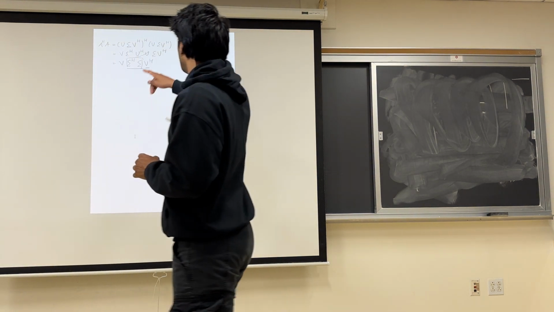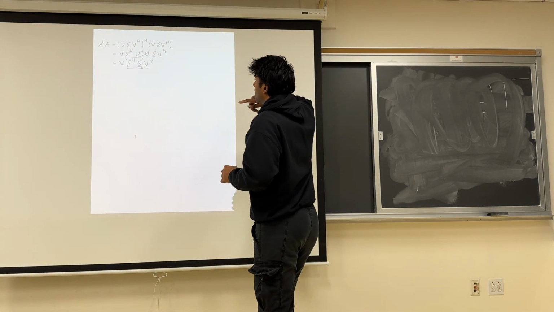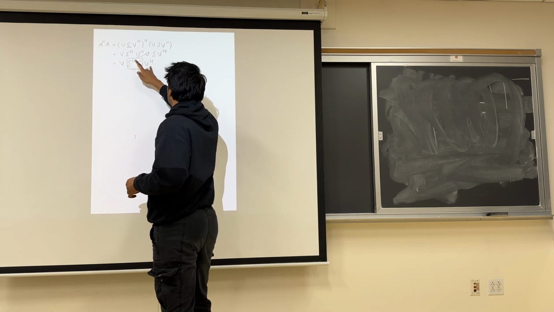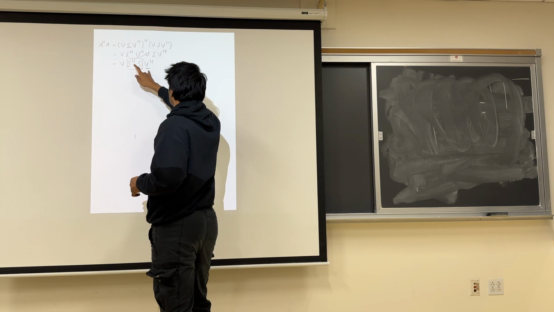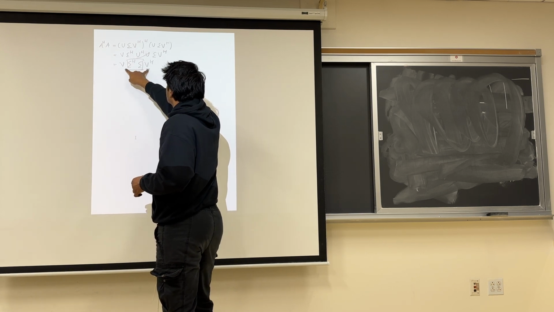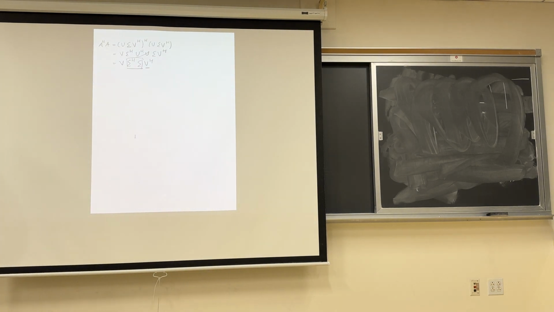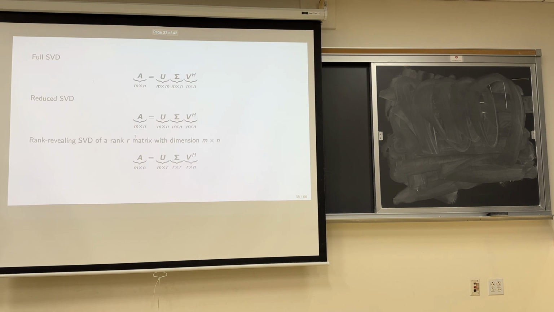So A Hermitian A is just putting that together, and this is just V times the square of that thing times V Hermitian, and these are orthonormal. So these are like the eigenvectors, eigenbases, and the inside one is the square. Okay, fair enough, whatever.